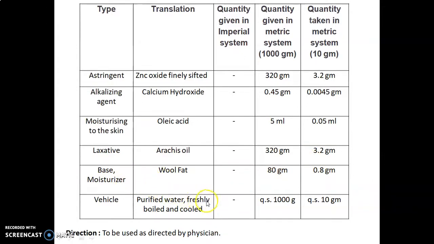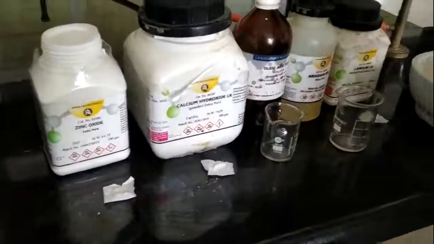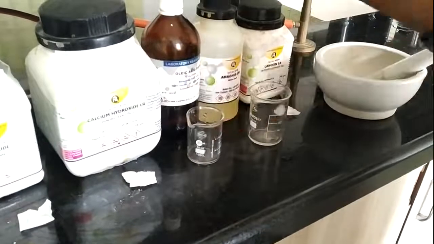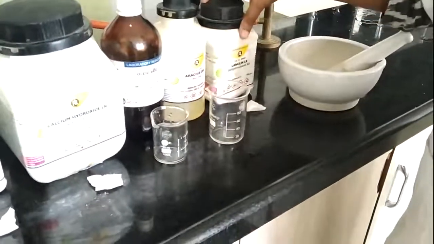Freshly purified water, freshly boiled and cooled, used as a vehicle. Quantity sufficient is 1000 gram, and taken quantity should be quantity sufficient to prepare up to 10 gram. Direction: to be used as directed by the physician. We have zinc oxide, calcium hydroxide, oleic acid which is taken into this beaker, arachis oil which is also taken into this beaker, and this is lanolin, that is wool fat.